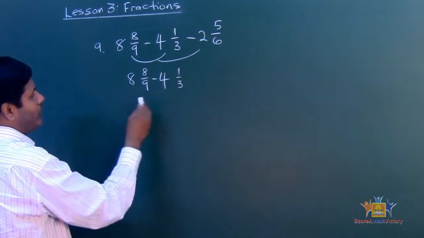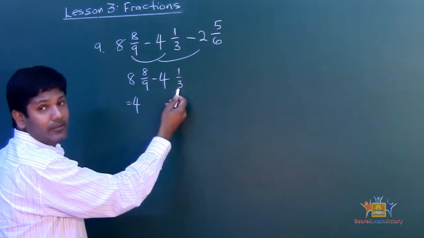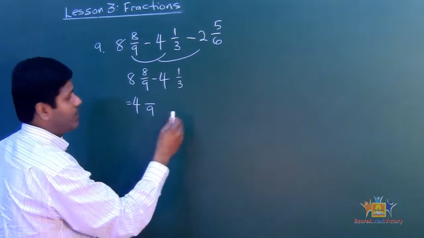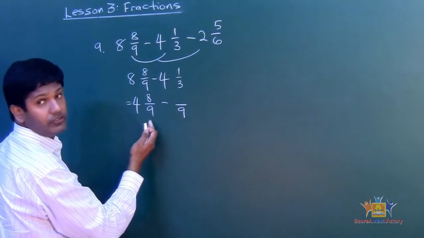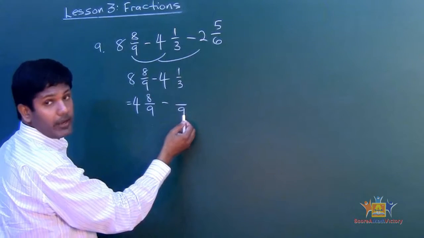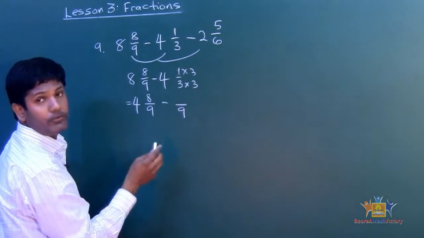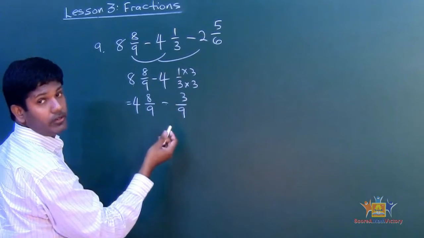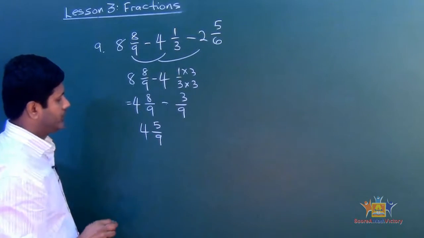Okay, so we're going to take 8 over 9 minus 4 1 over 3. So 8 minus 4 is 4. Now we're going to find the common denominator between 9 and 3, which would be 9. 9 would be the lowest common multiple. So I'm just going to bring the 8 over 9 straight down. How do I get 3 to 9? I multiply that by 3. That means I'm going to multiply the numerator also by 3. 1 times 3 is 3. 8 minus 3 is 5. So 5 over 9, and I bring the 4 down. That's it.